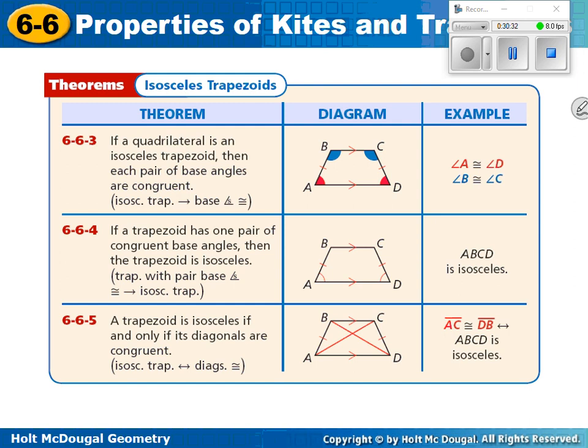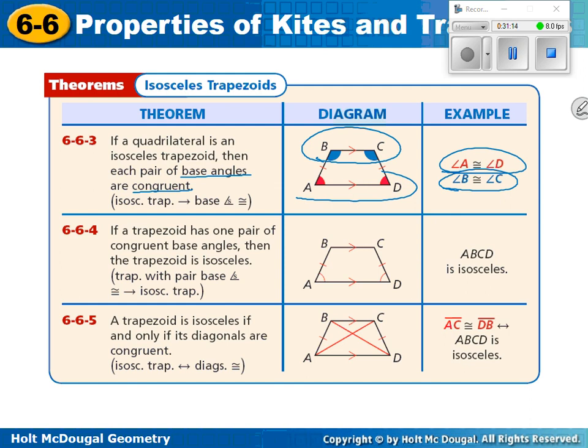The next thing that's true for an isosceles trapezoid is, it's going to have two pairs of base angles that are congruent. Two pairs of congruent base angles. If it's isosceles, those base angles will be congruent. So if you look at the picture, notice B and C are base angles, so they're congruent. A and D are base angles, so they're congruent.